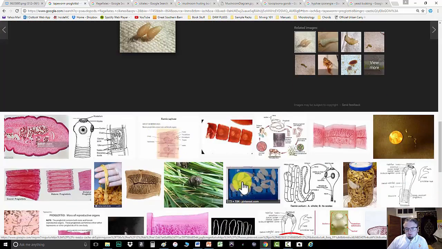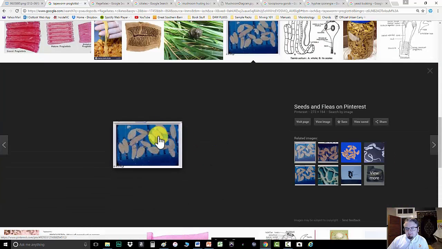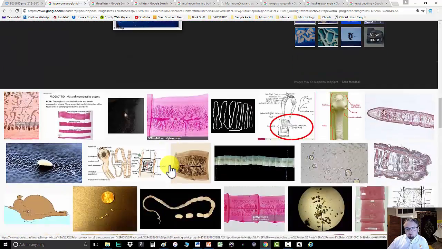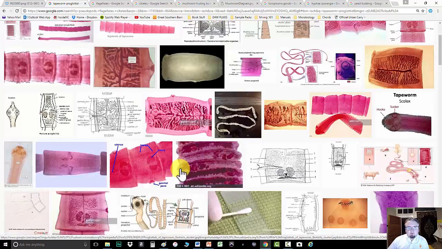Here's another picture of them. If you've ever had a dog or cat that has these, one of the easiest ways to tell is if you look near their back end, you'll typically see these little white looking things that look like little grains of rice near their back end. Let's see if we can find.